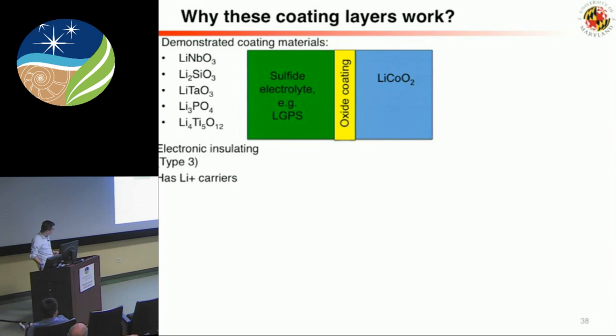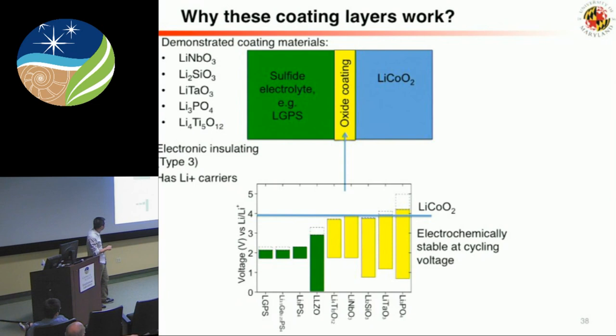If you put a coating layer, you sort of separate these materials. What you need to make sure is that your coating layer works with the cathode, and also works with the solid electrolyte. And we also did this through computation. That's very technical, so maybe I won't explain it in too much detail.